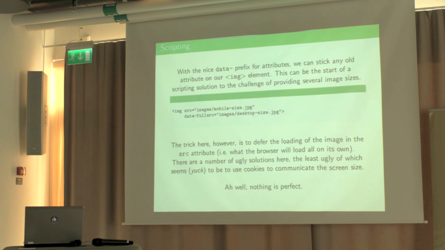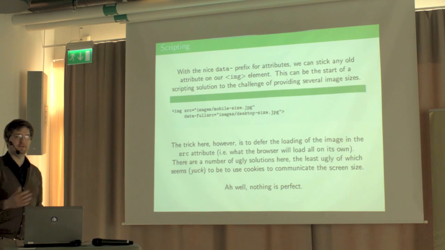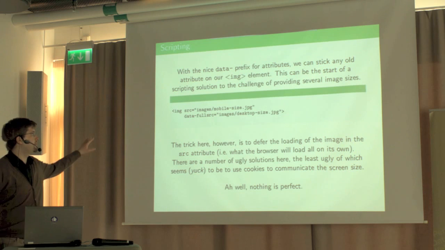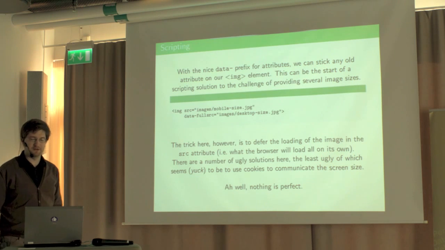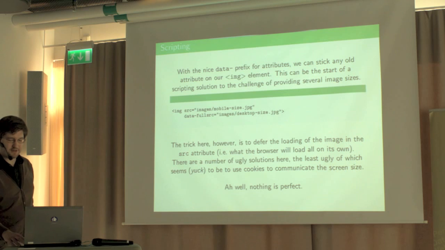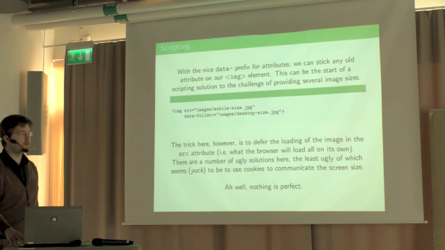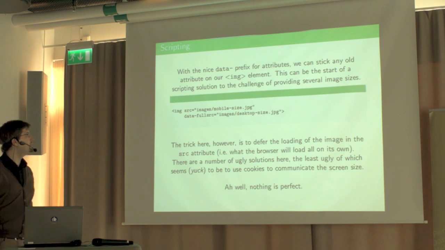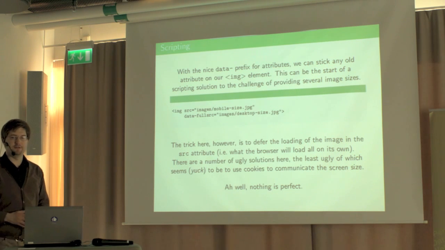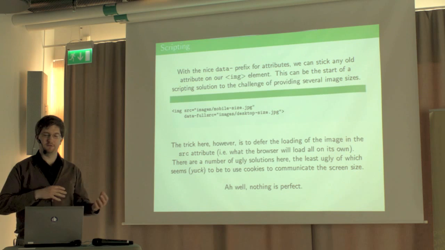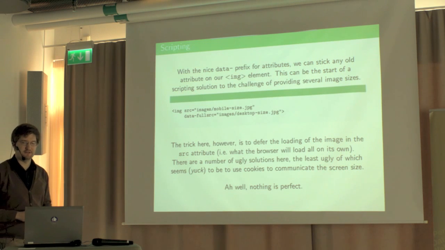Actually, we could also use scripting to solve this. So just by specifying these different attributes, here we have again a normal IMG source, and then a custom data attribute here, where we can basically put anything in these attributes starting with data dash in HTML5. And so we say, okay, there's a full source here as well, and the JavaScript will simply come in and load this for us as well, and we can switch between these two images as needed.